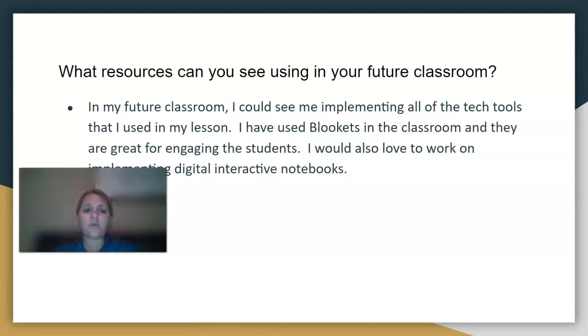Lastly, what resources can I see using in my future classroom? As I talked about earlier, I would really like to implement the digital interactive notebook in my classroom. We already use Bookits, they're really engaging, so I think my main thing I would like to incorporate in the future would be the digital interactive notebook.